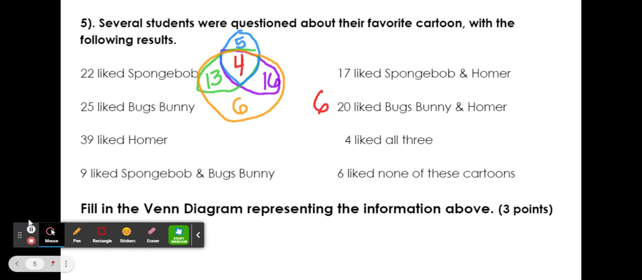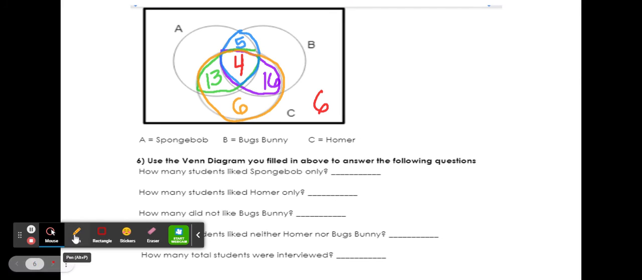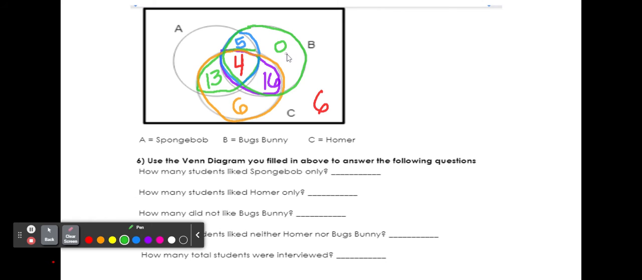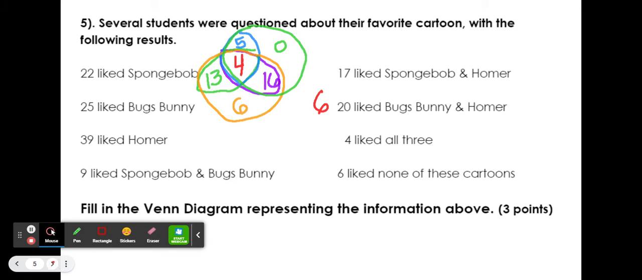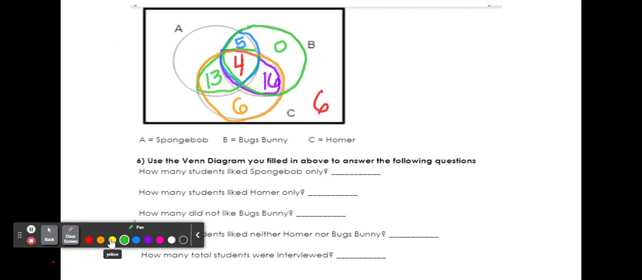All right, and then 25 liked Bugs Bunny. So 25, pick a different color, liked Bugs Bunny, which is B. So that means this whole circle needs to add up to 25. And right now, it adds up to 25. So nobody only liked Bugs Bunny. That gets a 0. And then our last statement, 22 liked SpongeBob. So the whole circle for SpongeBob has to add up to 22. I've done purple. Let's see what it already adds up to. 13 plus 4 is 17 plus 5 is 22. So again, nobody liked only SpongeBob.